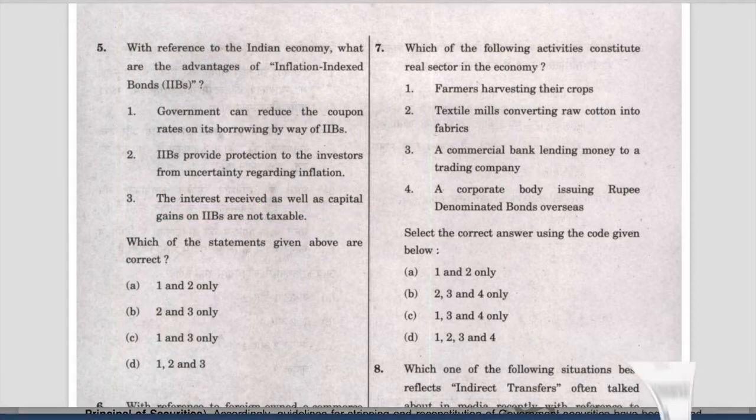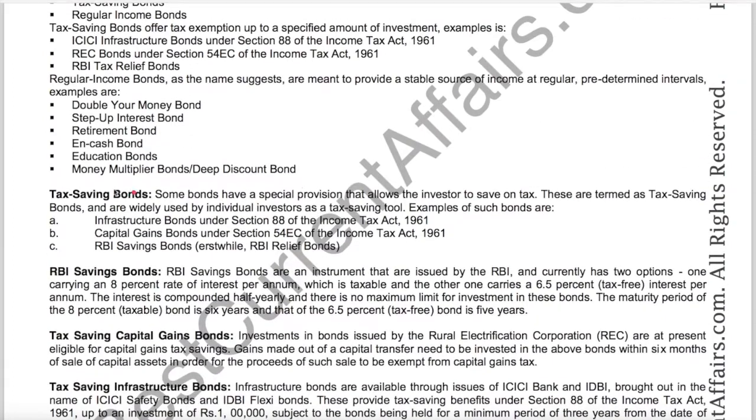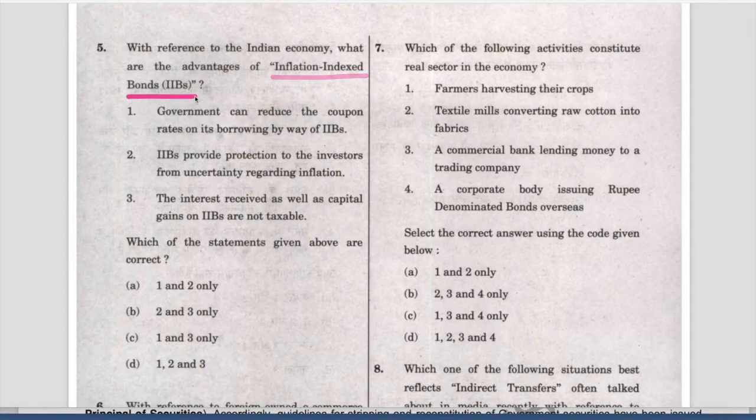This statement is wrong. This is our Indian Economy booklet for IAS Prelims 2022, page number 86. These are the tax saving bonds. Only infrastructure bonds, capital gains bonds, RBI saving bonds or RBI relief bonds are not taxable. But there is no mention of inflation index bonds here. So capital gains tax is applied on inflation index bonds. So therefore the third statement is wrong. If we remove 3 from the given options, we are left with 1 and 2. 1 and 2 are correct, therefore A is the answer. And this question is solved from our Indian Economy book.